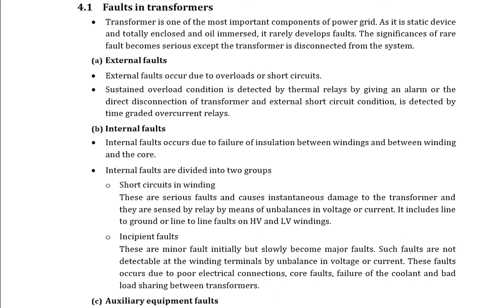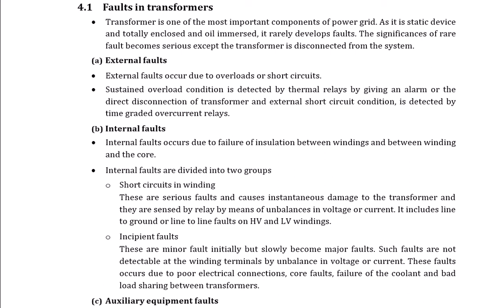First is external faults. External faults occur due to overloads or short circuits. A sustained overload condition is detected by a thermal relay by giving an alarm or by direct disconnection of the transformer, and an external short circuit condition is detected by time graded overcurrent relays.